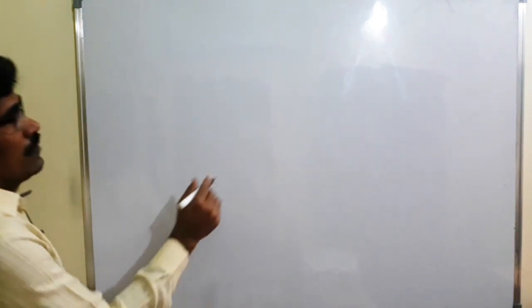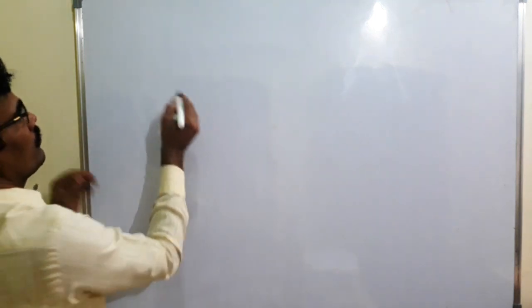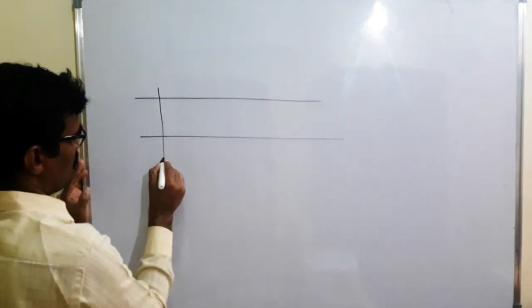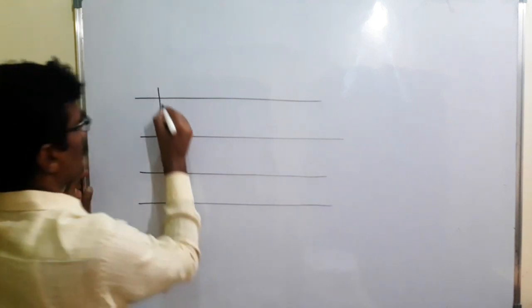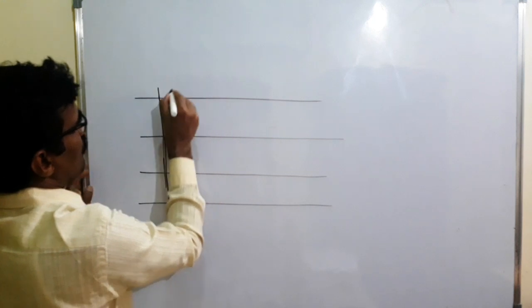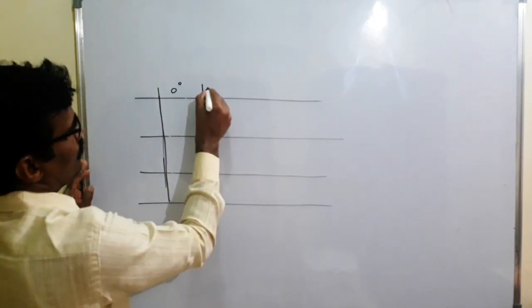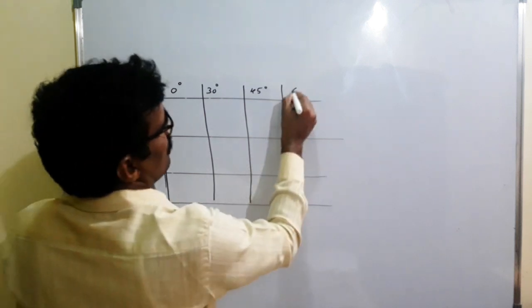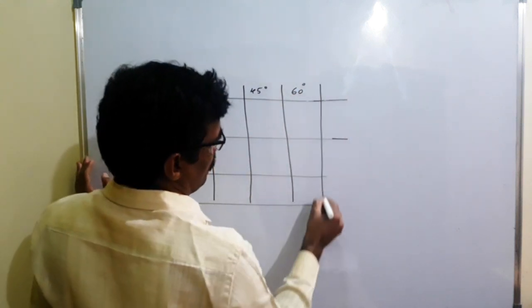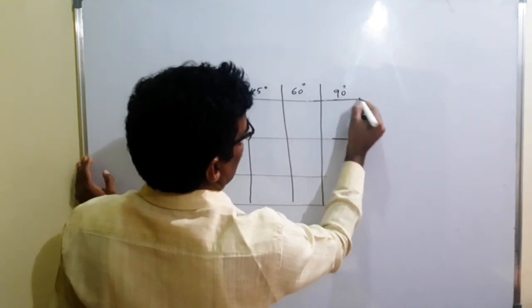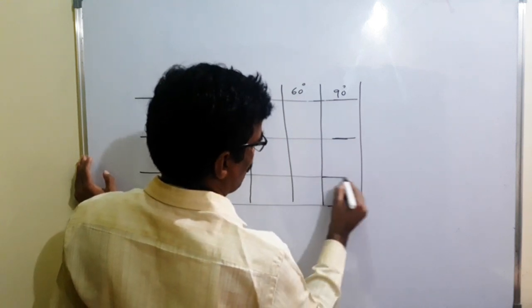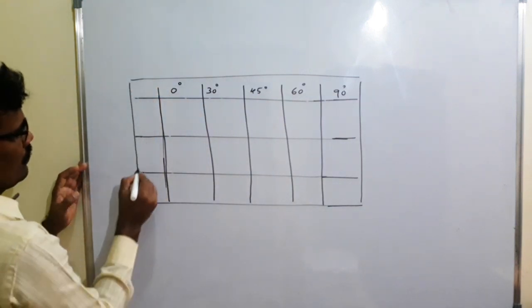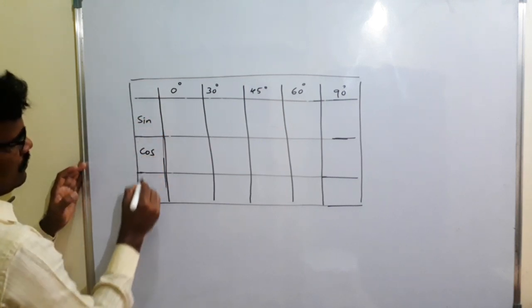Next, students, the values of trigonometrical ratios. 0 degree, 30, 45 degrees, 60 degrees, then 90 degrees. Sine, cos, tan.